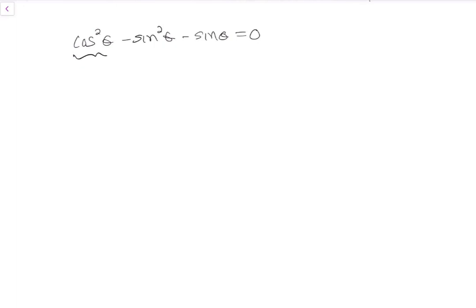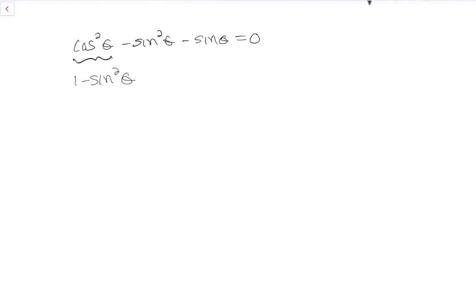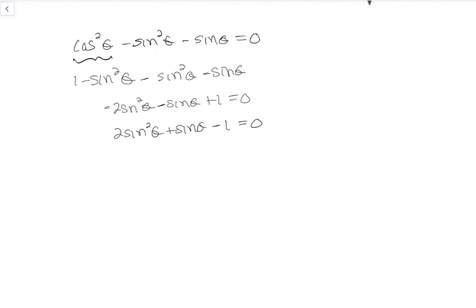It looks like if I write cosine squared as 1 minus sine squared theta, then I end up getting all sines in my equation. So I end up with minus 2 sine squared of theta minus sine theta plus 1 equal to 0. And I'm going to divide everything by negative 1 because I prefer to have a leading coefficient of 2. And it looks like that's going to factor.